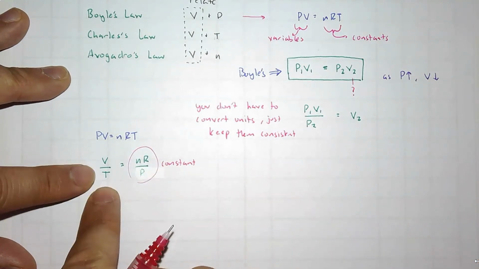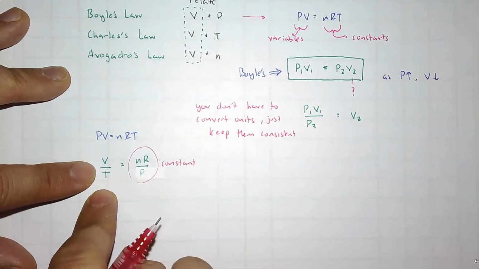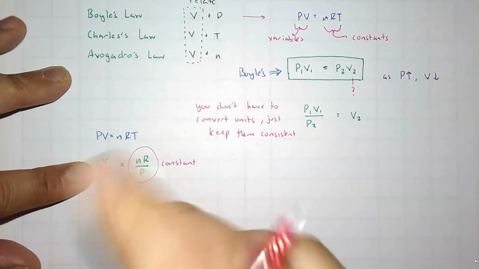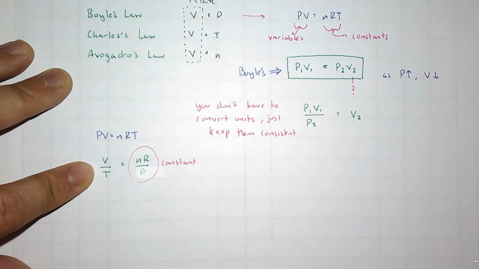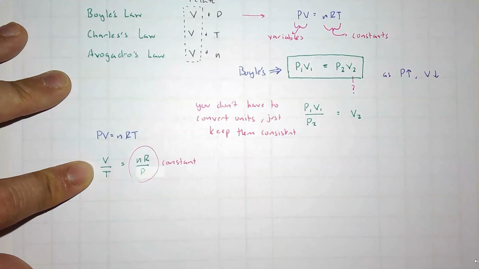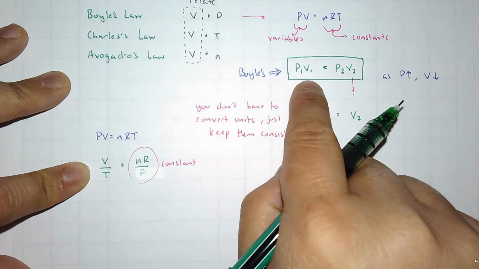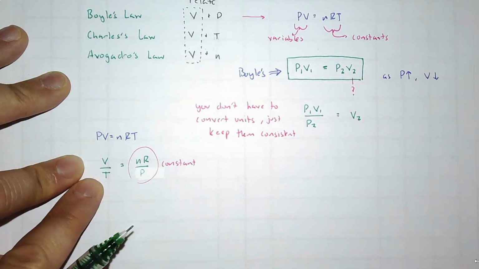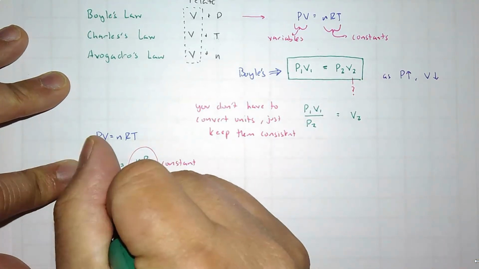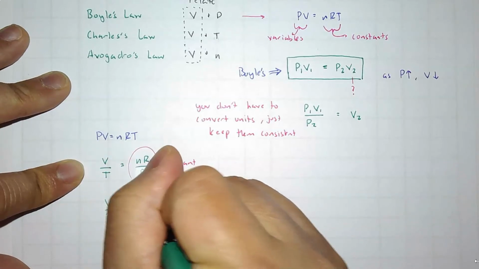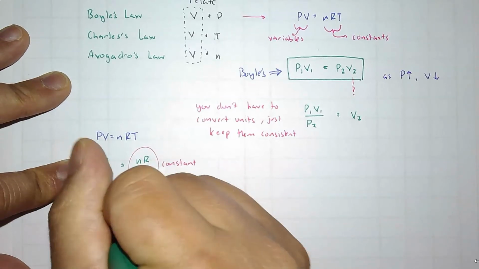So V1 over T1 equals a constant. V2 over T2 equals a constant. V3 over T3 equals a constant. And we're going to set those V's over T's equal to each other. Therefore, just like in Boyle's law, we have P1 V1 equals P2 V2, now we have V1 over T1 equals V2 over T2.